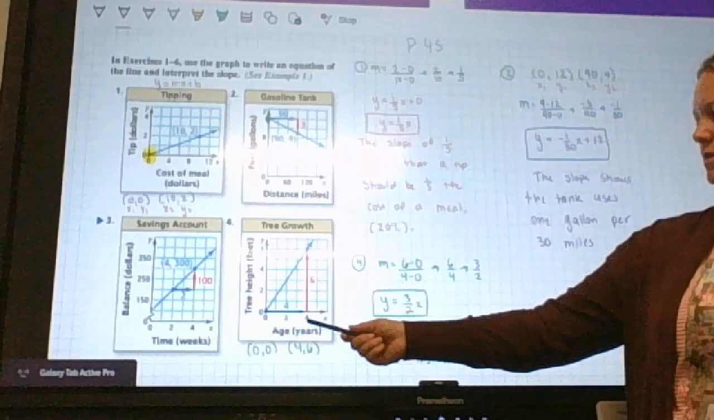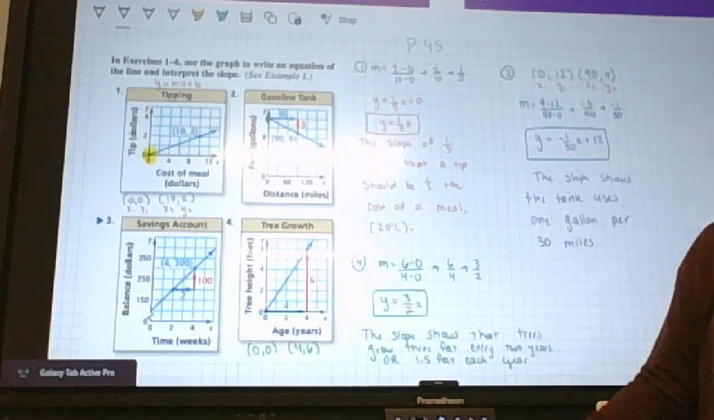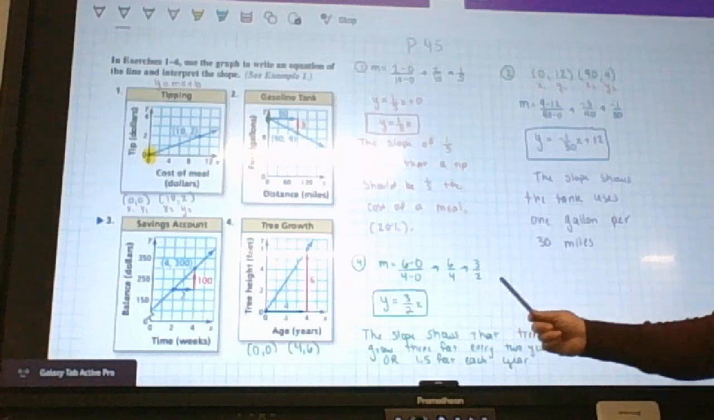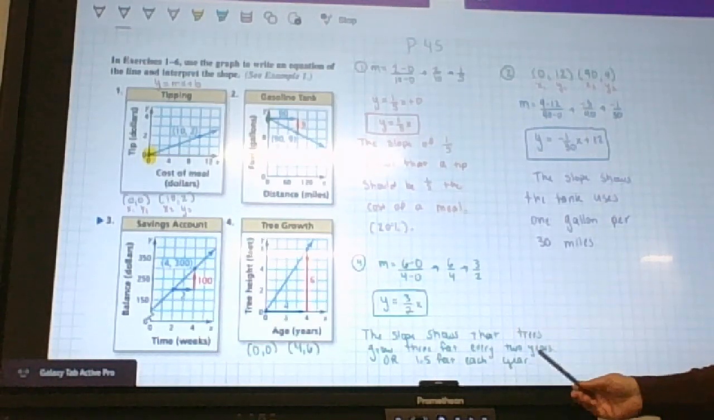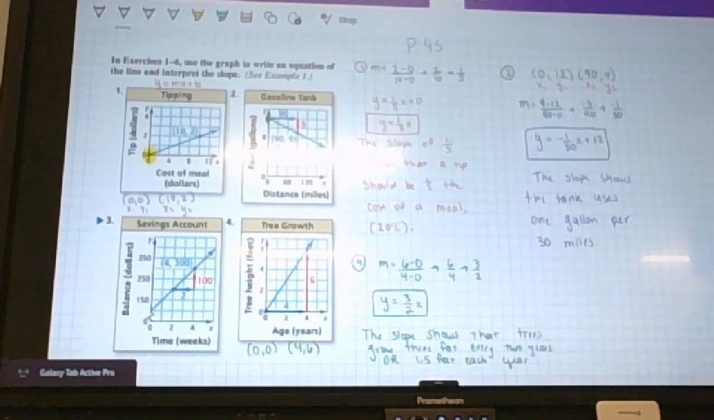There's a point at (0, 0) and a point at (4, 6). The slope formula leads you to a slope of 3/2. The slope shows that trees grow 3 feet every 2 years, or 1.5 feet each year.